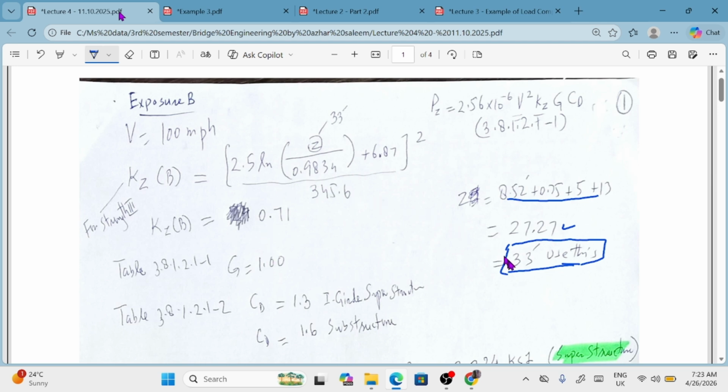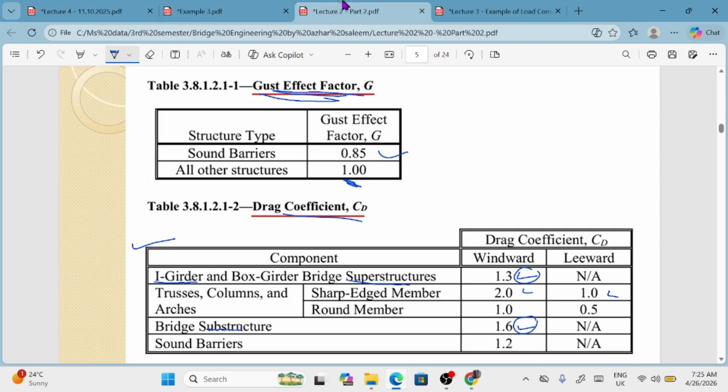Now you can solve Kz. Our exposure is B, and Kzb will be 2.5 ln Z divided by 0.9834 plus 6.87, whole square, divided by 345.6. So Kzb is 0.71. After Kz, we can calculate the gust factor. The gust factor can be found from this table, which gives 0.85 for sound barrier and 1 for all other structures. So we will use the gust factor as 1.